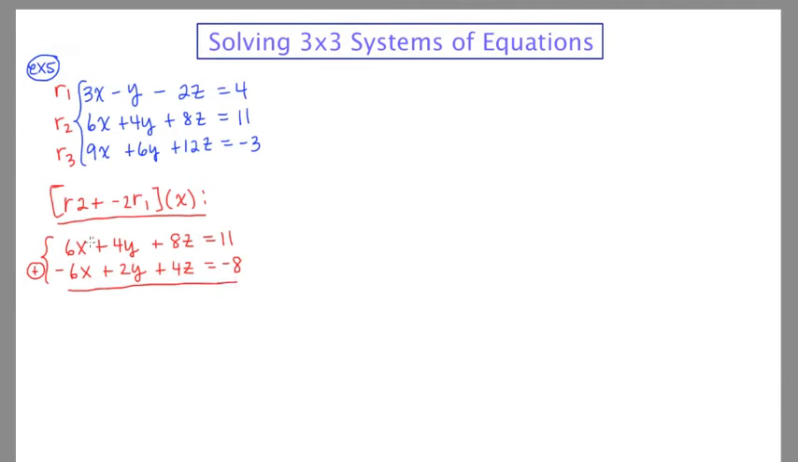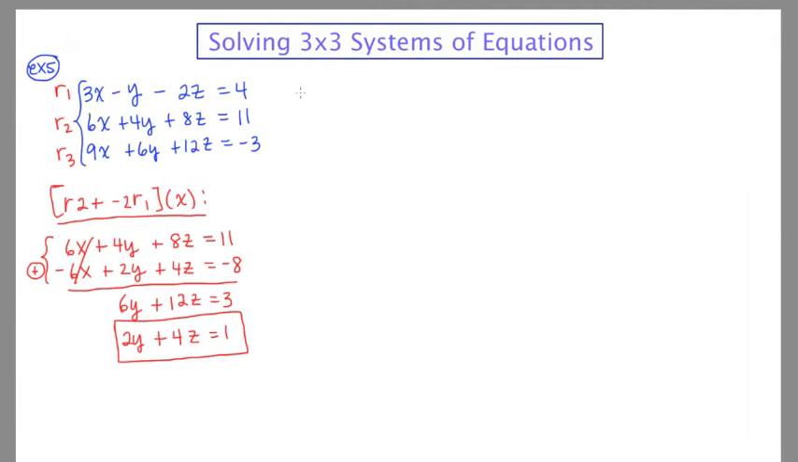Adding the columns, the x's cancel out, and I end up getting 6y plus 12z is equal to 3. Now I notice that every one of these terms is divisible by 3, so I'm going to rewrite this as 2y plus 4z is equal to 1. I'd rather work with the smaller coefficient, so simplifying that I think is a good idea.